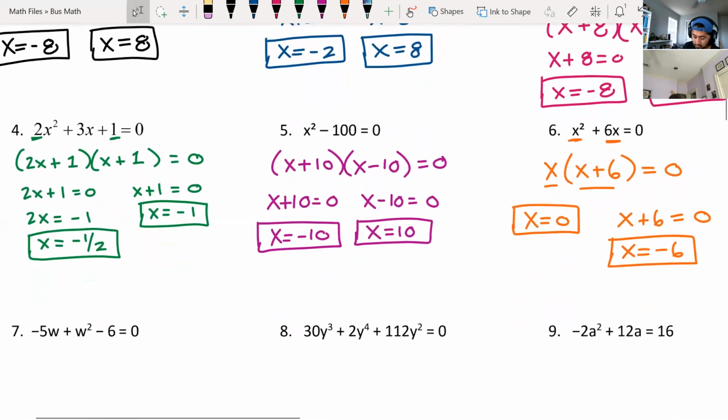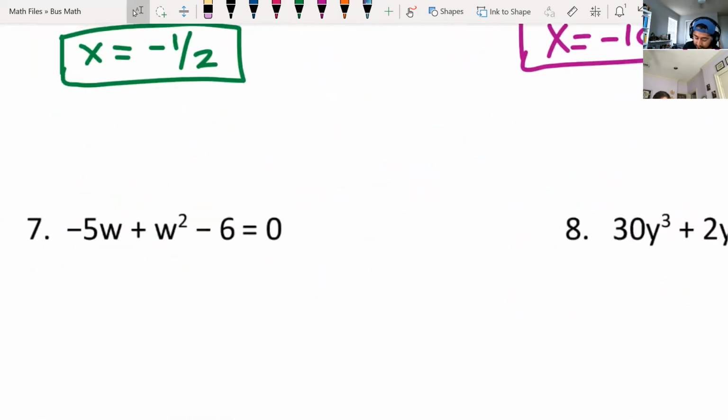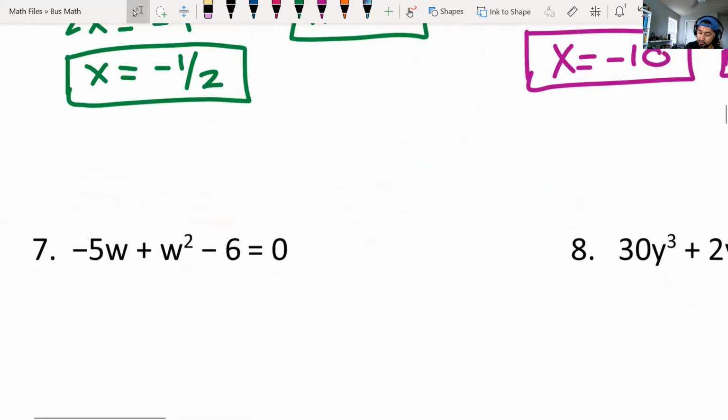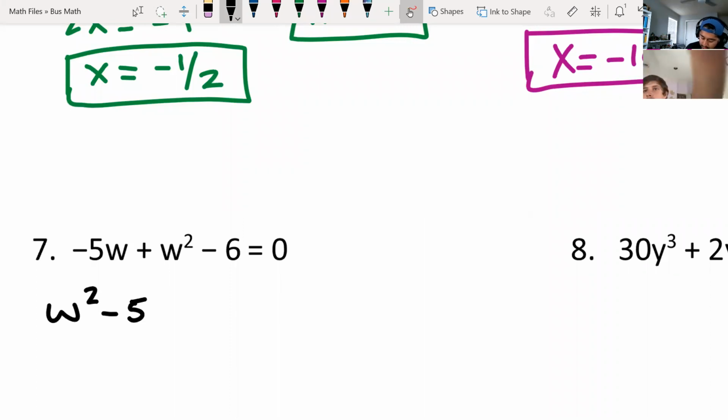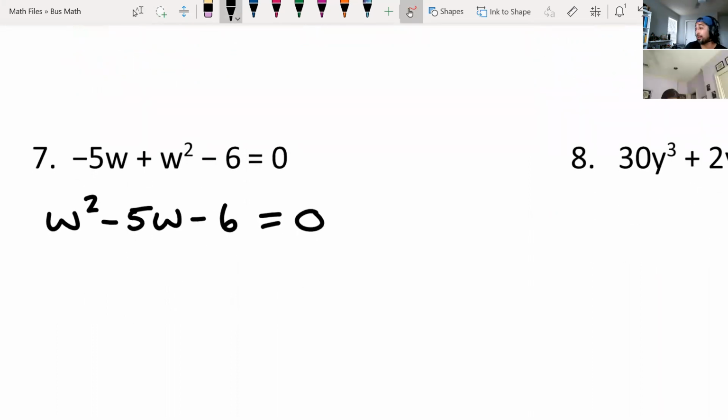Okay. 7. Negative 5w plus w squared minus 6 equal to 0. This isn't in the proper format, so we want to put it into proper form. What I'm going to do is just rewrite it with the highest power first. So we're going to have this as w squared minus 5w minus 6 equal to 0. And then we're going to factor it.